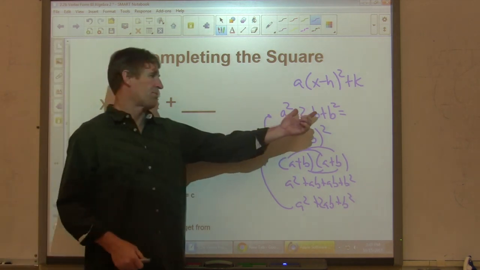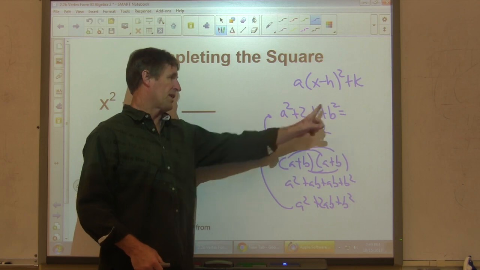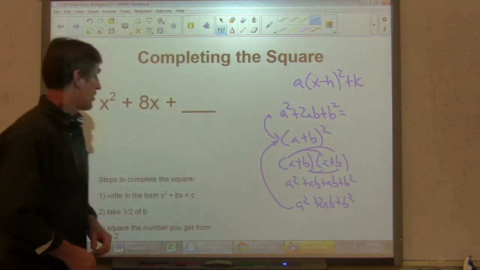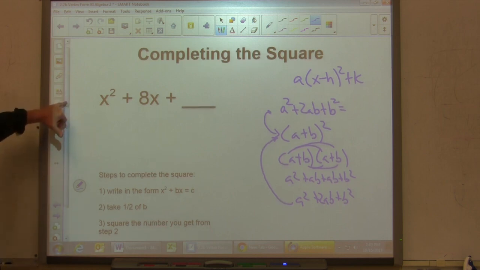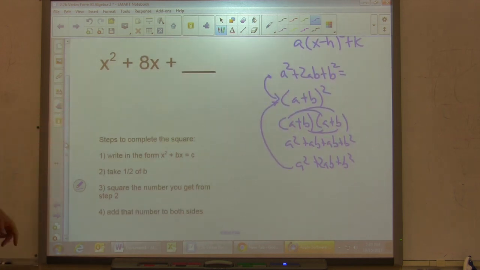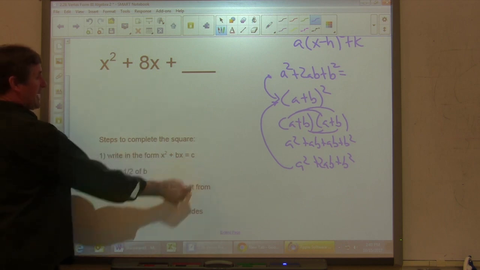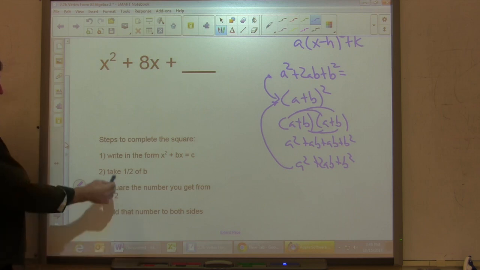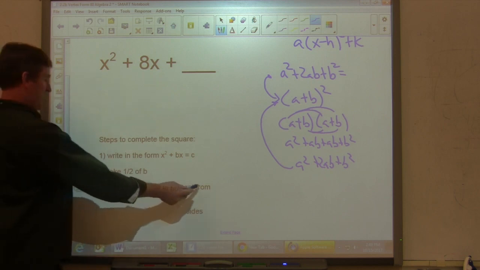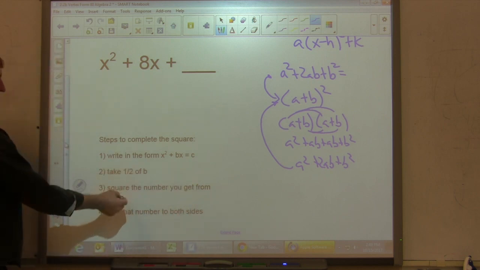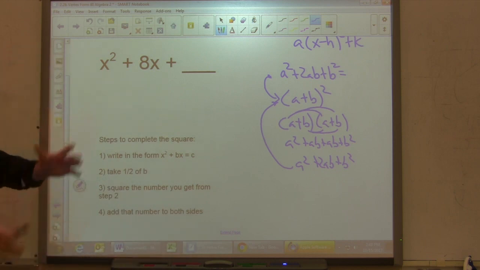So if I can write it so this middle term is twice the square root of a squared times the square root of b squared, that gives me a middle term. If I can write it in that form, then I can complete the square. And so our steps to completing the square are simply this. You write it in the form of x squared plus bx equals c. Then you take half of b. You square the number you get from step 2. So we take half of b and we square it, and then we add that number to both sides. So let me show you with this one.